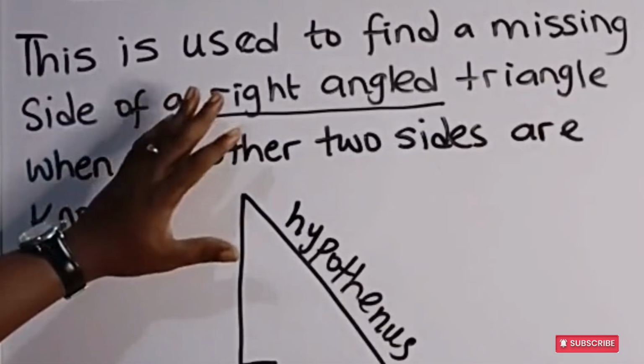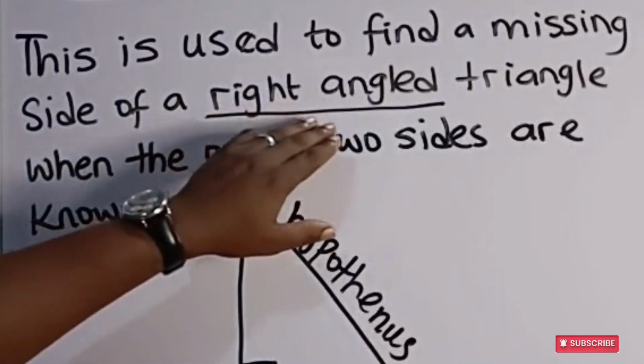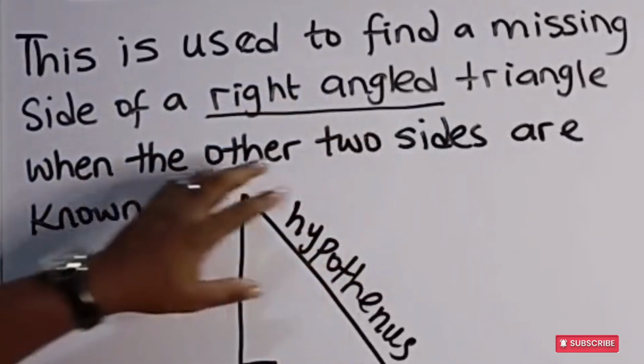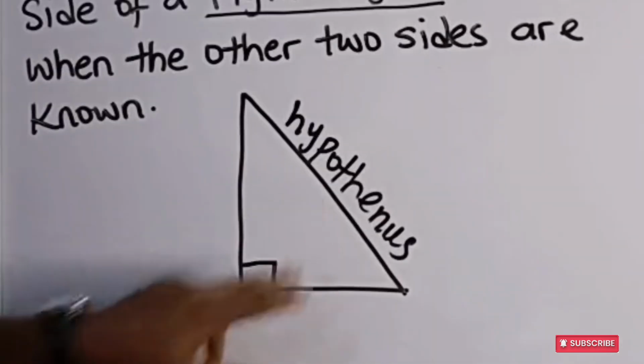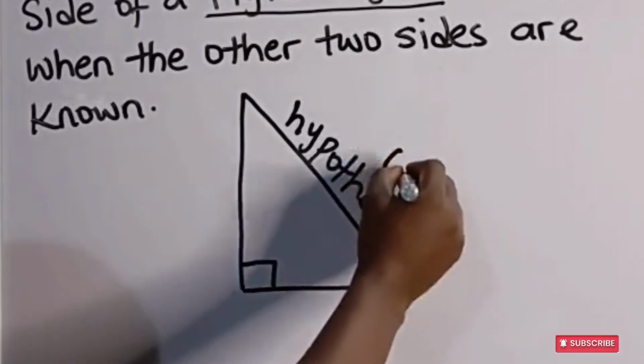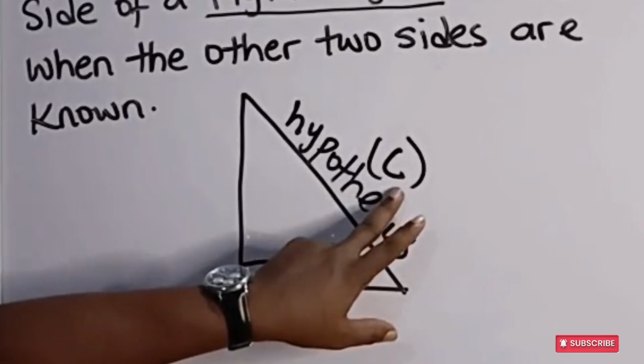Let's go back to the definition. This is used to find a missing side of a right angle triangle when the other two sides are known. So a triangle has three sides. So you use Pythagoras theorem when you have one missing side, but you know two sides. So this hypotenuse, we call it C. So it's the first part you identify. The hypotenuse is called the C.